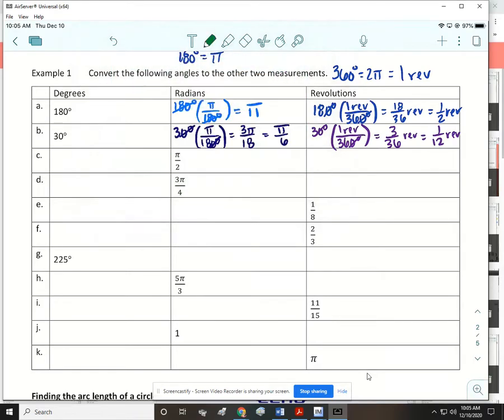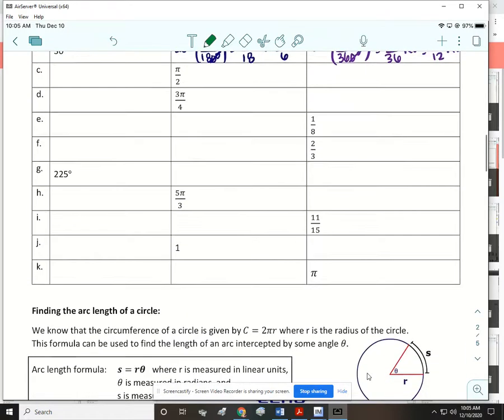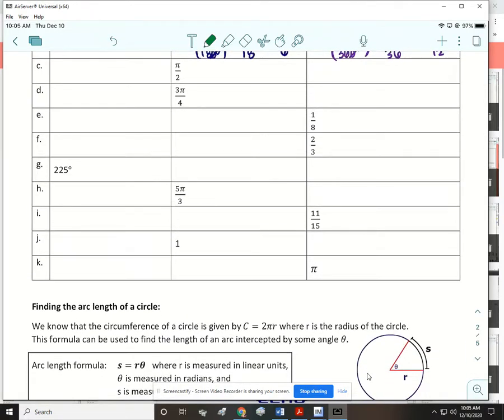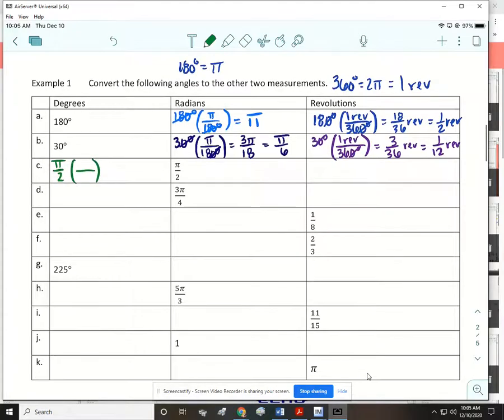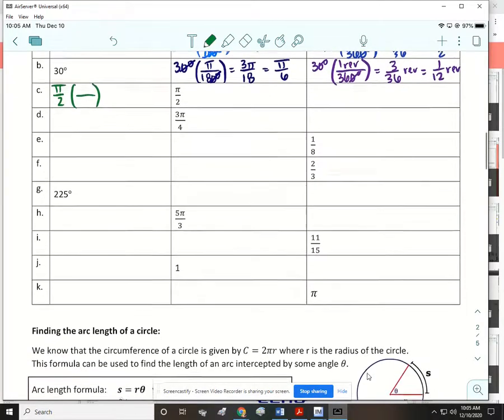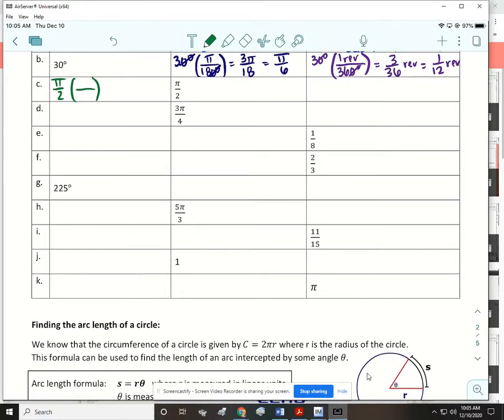Okay. So let's look at C. For C, we have pi over 2 radians. And first, I want to change that to degrees. So I take my pi over 2 radians, and I'm using the fact that 180 degrees is equal to pi radians. Now what I want to cancel is radians, so I put the radians in the denominator. What I want it to become is degrees, so I put degrees in the numerator.